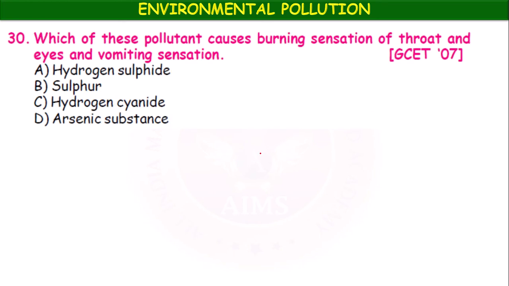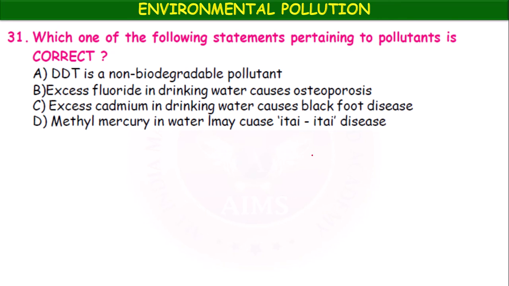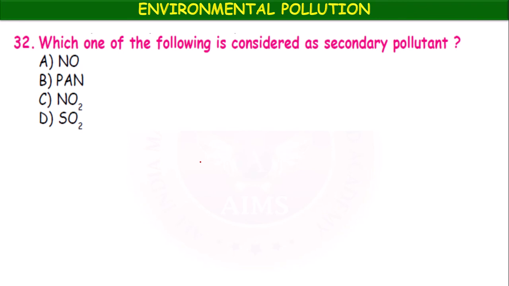Which of these pollutants causes burning sensation of throat and eyes and vomiting sensation? Hydrogen sulfide, sulfur, hydrogen cyanide, arsenic substance. Burning sensation in the throat. Which one, children? Hydrogen sulfide, H2S, rotten egg gas. Which one of the following statements pertaining to pollutants is correct? DDT is a non-biodegradable pollutant. Excess fluoride in drinking water causes osteoporosis. Excess cadmium in drinking water causes Blackfoot disease. Methyl mercury in water may cause Itai-itai disease. It is the first one. DDT is a non-biodegradable pollutant, biomagnification is involved.